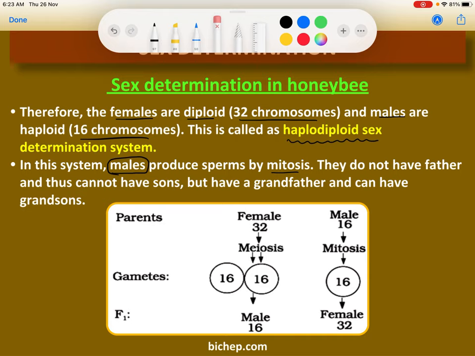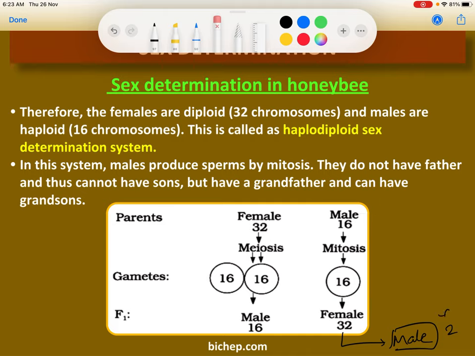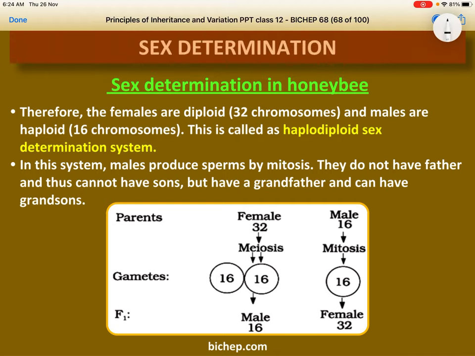Similarly, they have grandfather and can have grandchildren. How? For example, there is a male which is producing female, and that female can again produce the male. Ready? So this relationship of male number 1 to male number 2 is grandfather and grandson relationship. So in that sense, we can say that the male do not have father, cannot produce son, and they have grandfather and grandson relationship only. So these are the mechanism of sex determination.